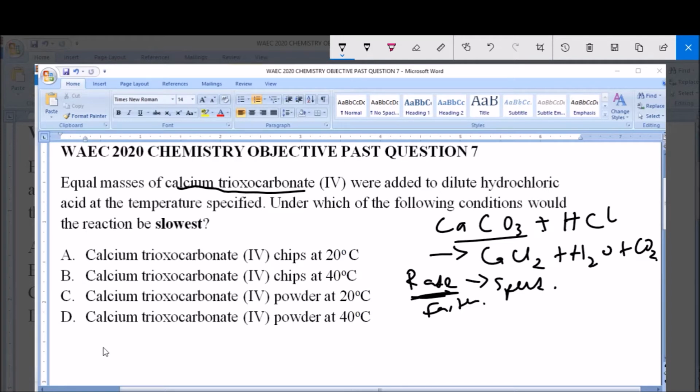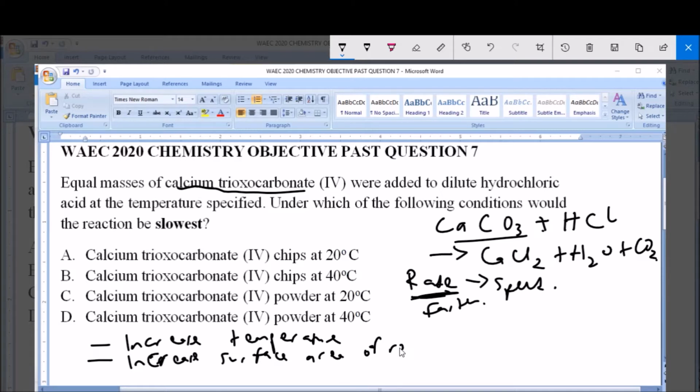Some of those things include increasing temperature, and then another thing could be to increase the surface area of the reactants. So with an increase in temperature, the reaction rate will increase, so it will take place faster, and with an increase in surface area, the speed of the reaction is also likely to increase.